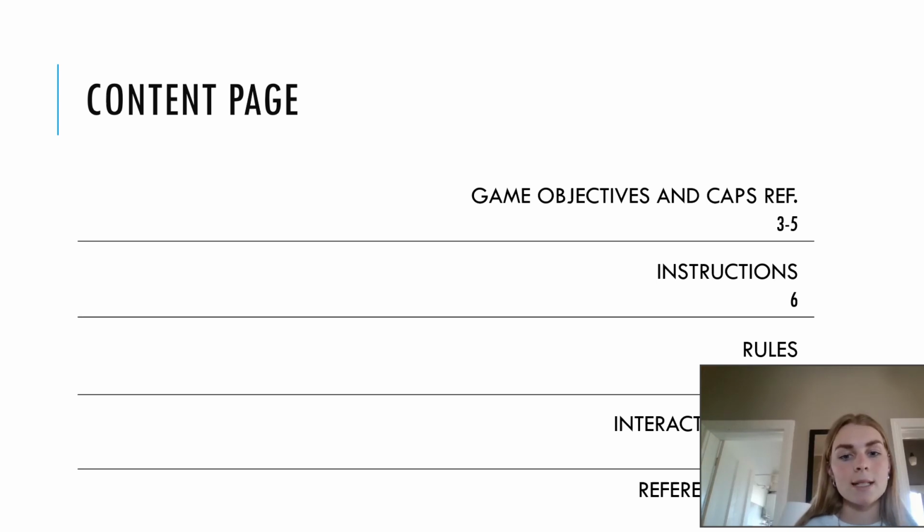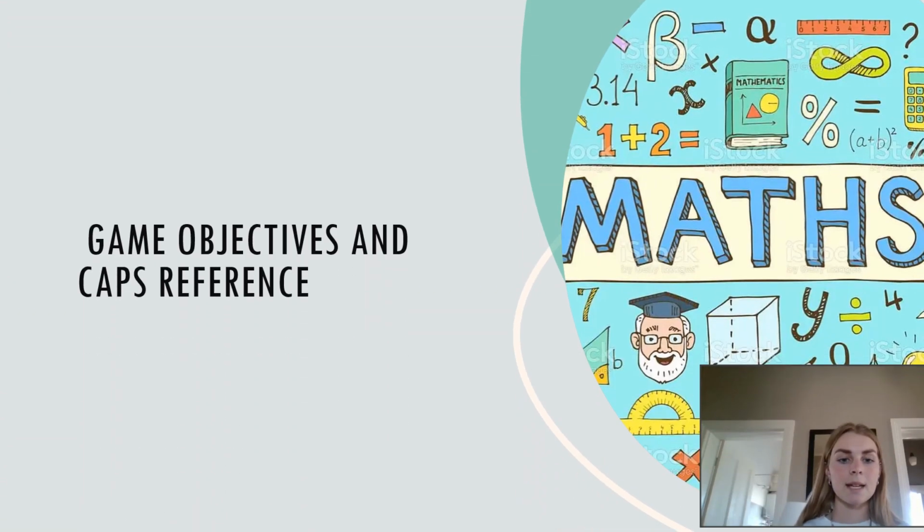This is my content page. My content page has my game objectives in CAPS, which is page 3 to 5, my instructions on page 6, my rules on page 7, my interactive game from 8 till 15, and then my references on page 16. Okay, game objectives and CAPS references.